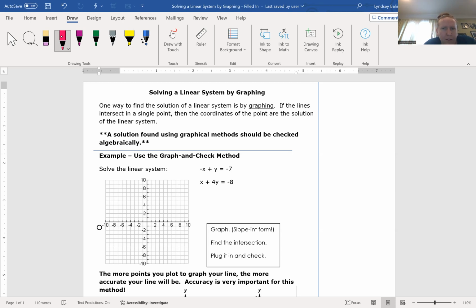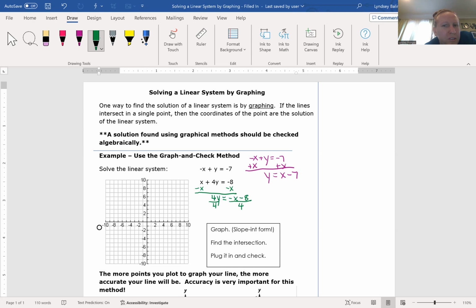Okay, so we have negative x plus y equals -7. I'm going to write that up here. And now I'm going to put that into slope-intercept form by adding my x to both sides. And we get y equals x minus 7. And then my other one, I'm going to subtract x from both sides. So that is 4y equals negative x minus 8. I'm going to divide both sides by 4.